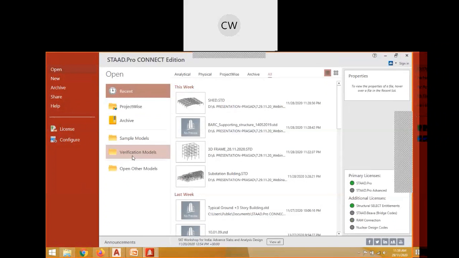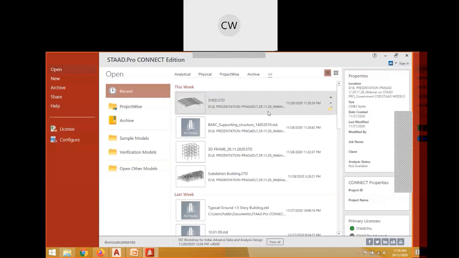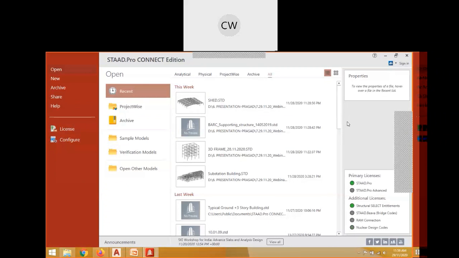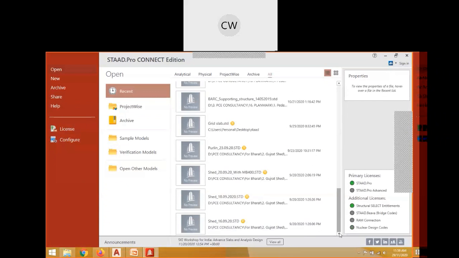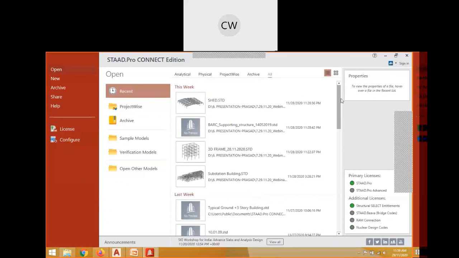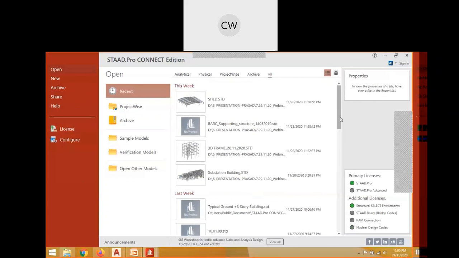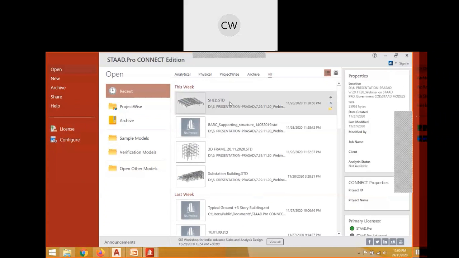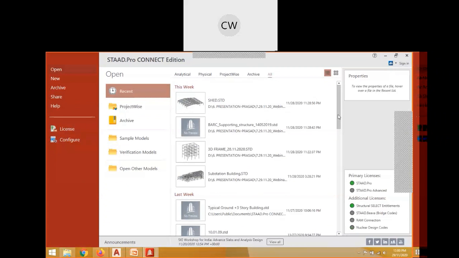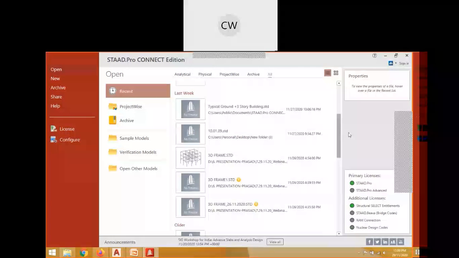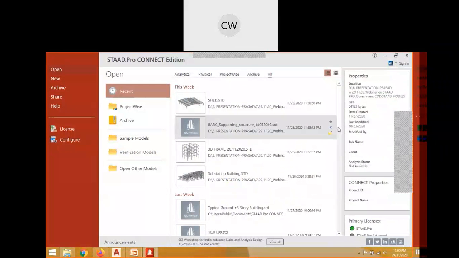Then you can see certain sample models available, and the verification models are also there. You can always open the model where you have saved it. Whatever work you carried out this week, or maybe last week, is already available here as a ready reference. So you can easily open that model without going into the particular folder. Just click on that model and it opens for you.